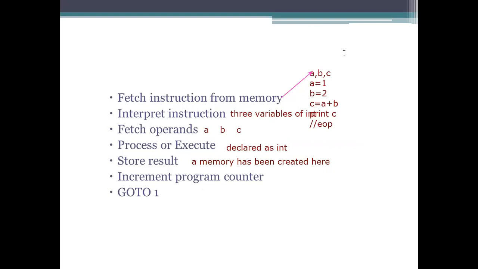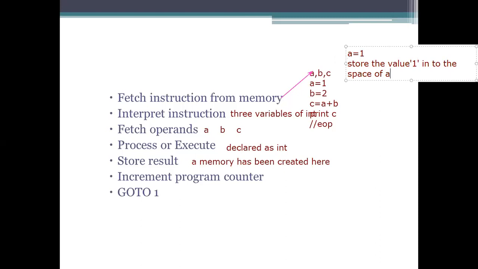So here, fetch the instruction from the memory. The instruction here is A equals 1. Interpret the instruction, store the value which is 1 into the space of A. Okay, next step, fetch the operands. Operand means there is no operation or processing there. What you have to do, we need to simply store that one, and then processing will stop there. And coming to B equals 2, also the same.